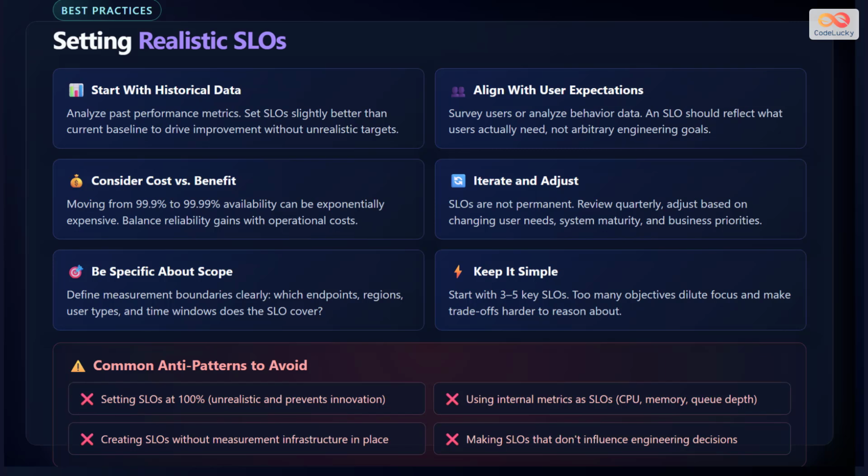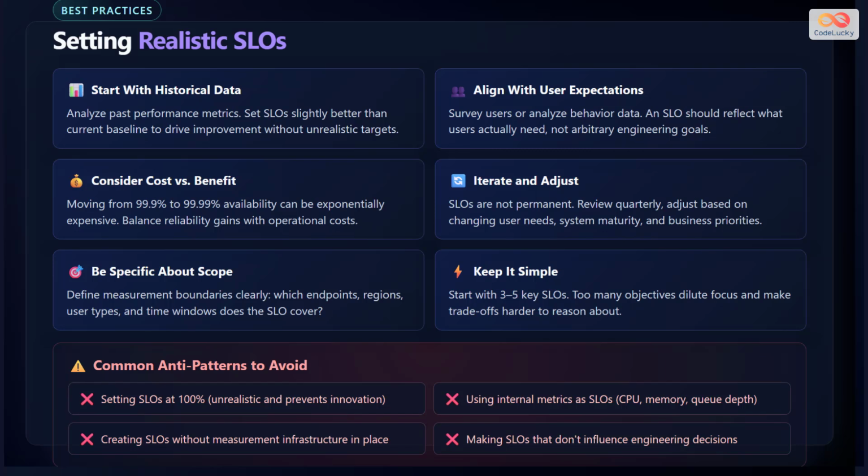An error budget is a crucial concept that directly flows from your SLO. Your error budget is the amount of downtime you're allowed while still meeting your SLO. If your availability SLO is 99.9% per month, you have an error budget of 0.1%. This translates to approximately 43 seconds of acceptable downtime per month.